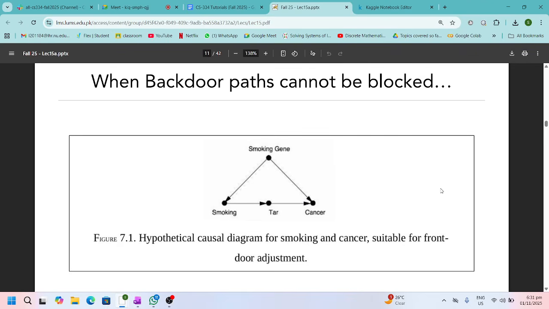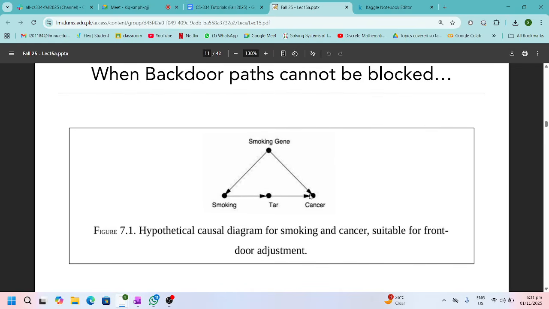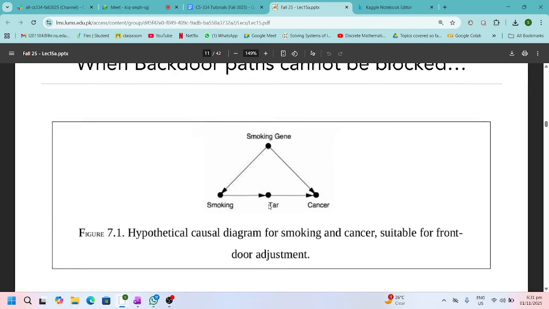There are certain assumptions that need to hold true for the front door criterion. आप इसमें mediator को use करते हैं. Your mediator is tar. Mediator is something that's part of a chain. You know, smoking goes to tar, tar causes cancer. So you will try to use tar to estimate the average causal effect of smoking on cancer.